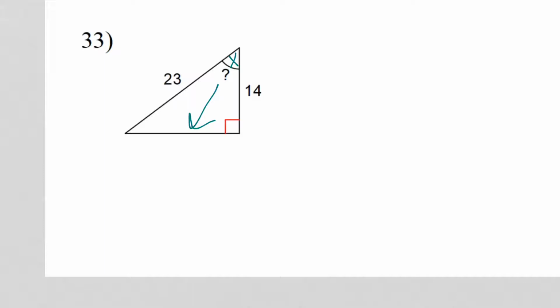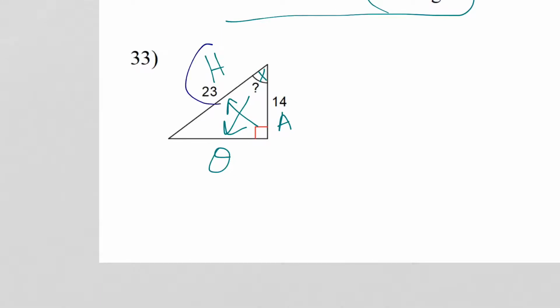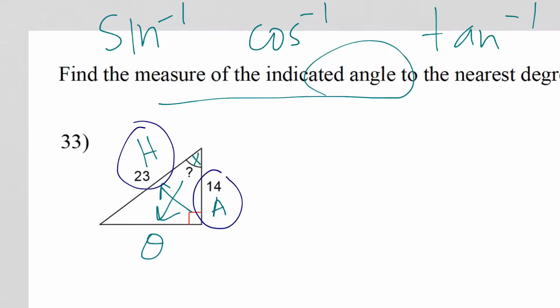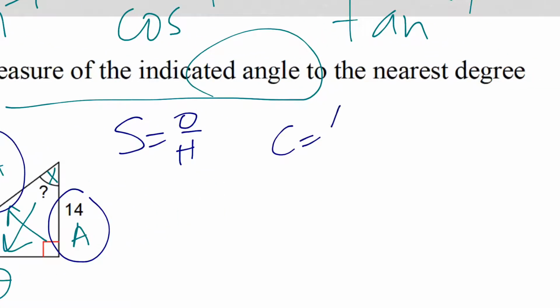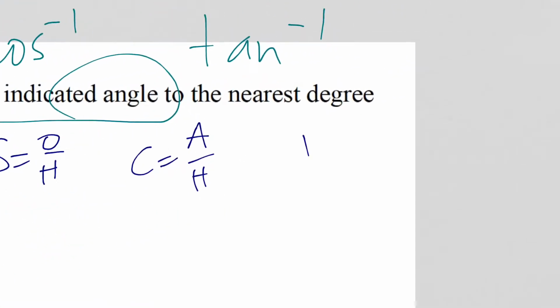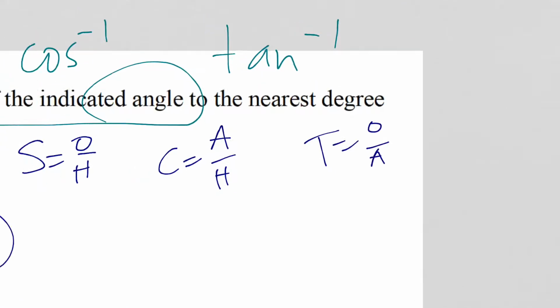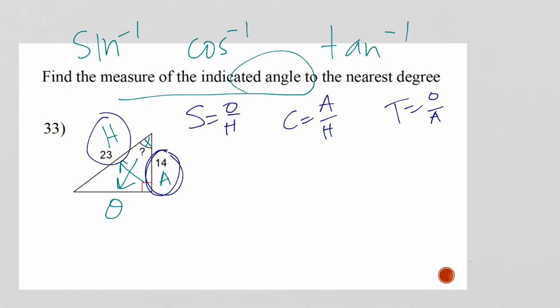So I'm going to name my sides opposite, hypotenuse, and adjacent. The only values I know are the hypotenuse and the adjacent value. So am I going to use sine, cosine, or tangent? Well, I know the a value and the h. Who uses a and h? Does sine? No. Does tangent? No. Cosine? Yes. So that means I'm going to use cosine.